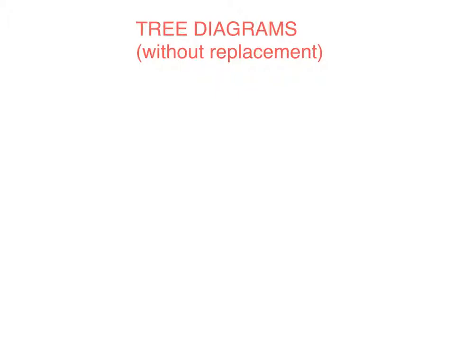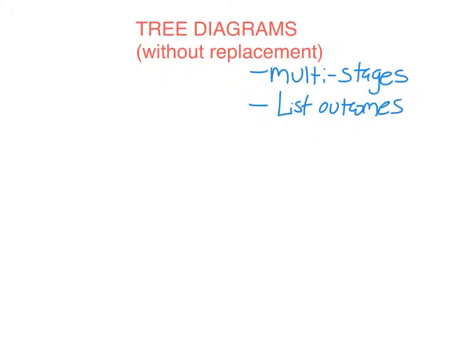So just quickly for a recap, remember tree diagrams are for multi-stage events. So when I do something and then do something else, we do this to help us list outcomes, and of course our final goal is that we want to use this to calculate probabilities. So let's look at an example where we'd use a tree diagram without replacement.